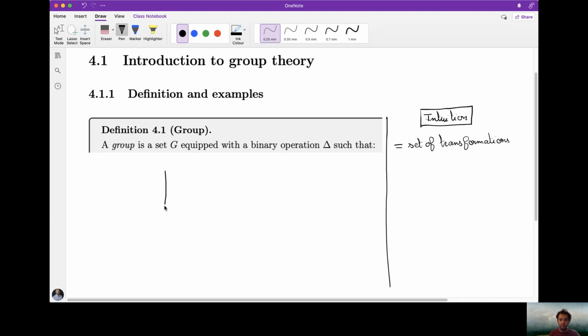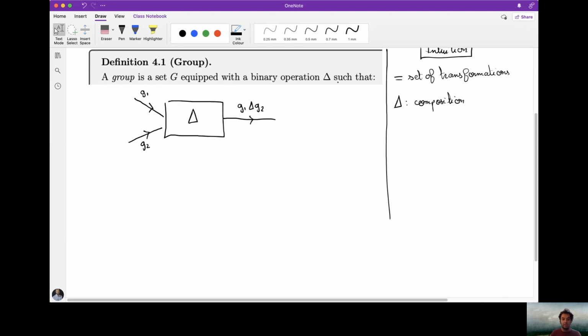So first, what is a binary operation? Binary operation, you can think of it as a box, delta here, which has as an input 2 elements, that's why it's called binary, right? G1 and G2, and gives as an output 1 element that is called G1 delta G2, okay? The idea behind this delta is that delta is composition of transformations, right? Composition of transformations. Okay, and now we can see what are the 4 properties that this set G equipped with this binary operation should satisfy.